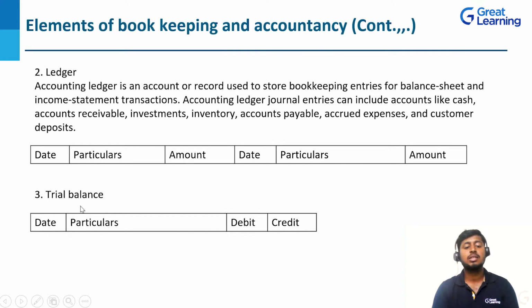Next element, that is the third one, trial balance. Trial balance is nothing but, from all the ledger accounts, whatever individual accounts we have prepared, there we are going to get the closing balances. Once we get the closing balances, we need to prepare the trial balance. Whatever closing balances are there, that we are going to take into the trial balance, and then we are going to prepare the trial balance.